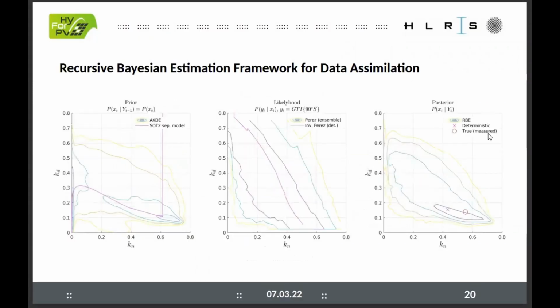This is more how it looks like. In this case, the prior is a probabilistic separation model. We have a single sensor, 90 degrees south facing sensor with very high irradiance, and the combination of these two gives you the probability that Kn and Kd here is the direct and diffuse clearness index. So you don't have a single point, but it tells you your sky conditions might have this distribution with this and this probability.